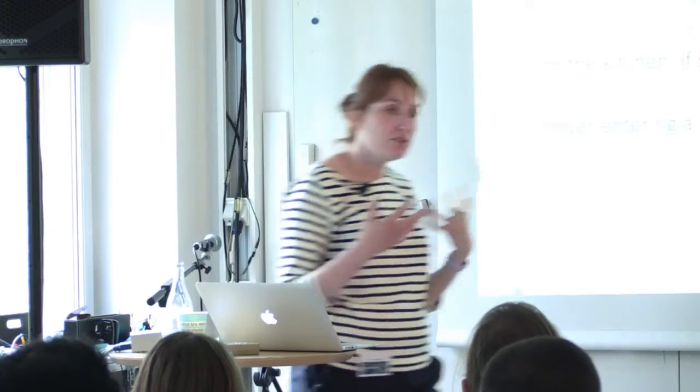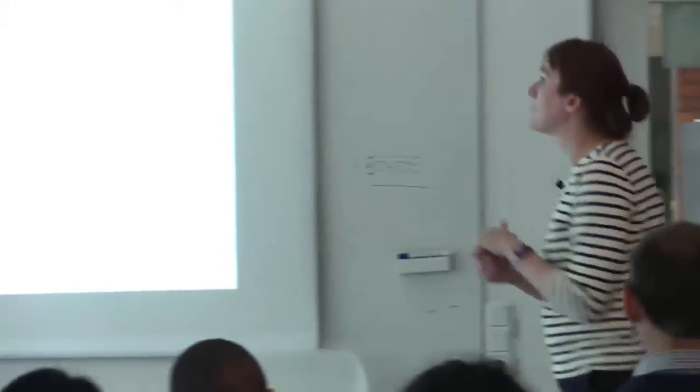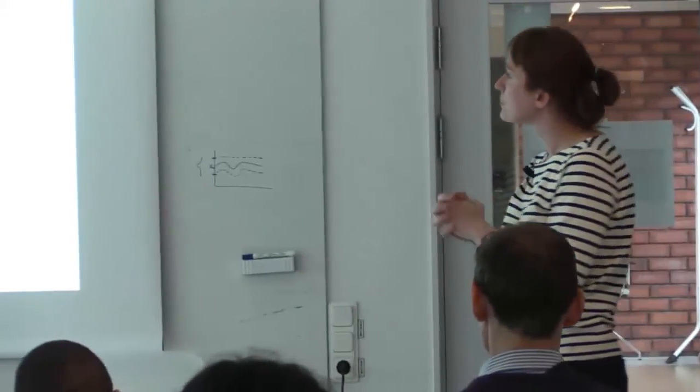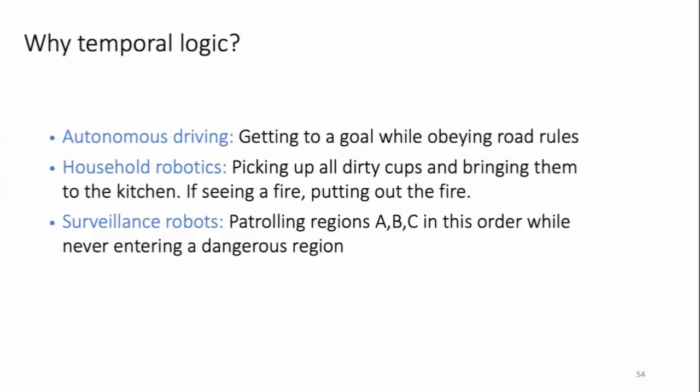Why do we use temporal logic? There are a couple of fields where you want to do this instead of reward, say. For instance, in autonomous driving, you might want to get to a goal while obeying road rules, right? So how do you capture road rules through a reward function?